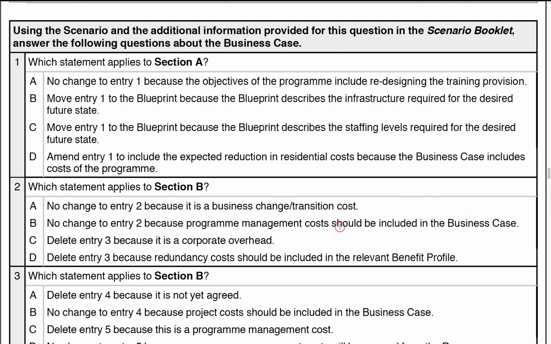But that's not a program cost anyway, so the statement itself, program management cost, is not true. This has nothing to do with the program management. This is to do with the transformational change itself and the temporary cost. So that's a dud statement. Delete entry 3 because it's a corporate overhead, right?